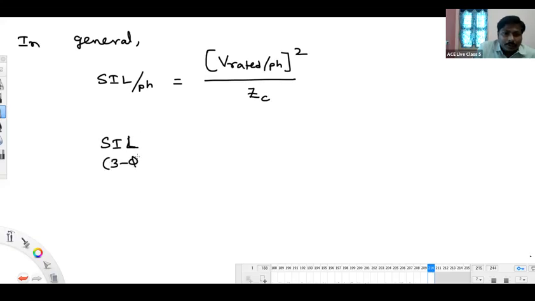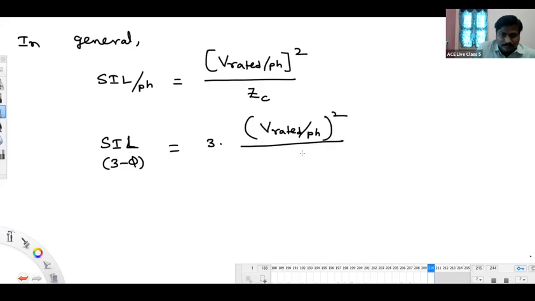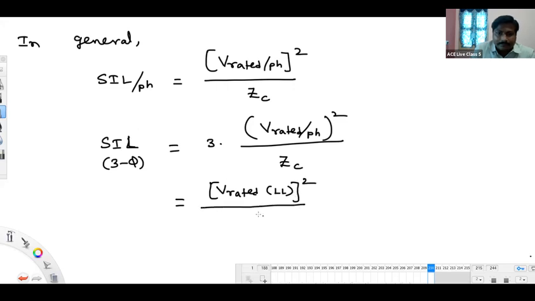SIL three phase, if you want to have, it will be 3 into rated voltage per phase square by surge impedance. What do you mean by 3 into rated voltage per phase square? That is nothing but rated voltage line to line square, by surge impedance. It won't disappear. It will be there. That will be compensated on one another. That's the meaning. So it's the SIL three phase.